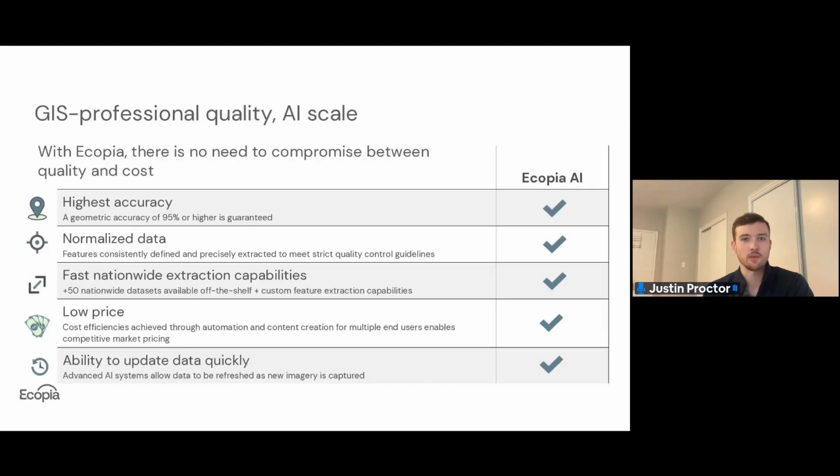So where does Ecopia enter the mix? Ecopia is creating data sets that are guaranteed to be over 95% accurate. And when I say 95% accurate, the data we produce is going to be higher quality than what you would have produced through a heads-up digitization approach. The data is normalized, as it is a rules-based approach, so you're always getting that consistent output. And we will deliver the data to you in a very fast period of time. I like to say 4 weeks from project start date.